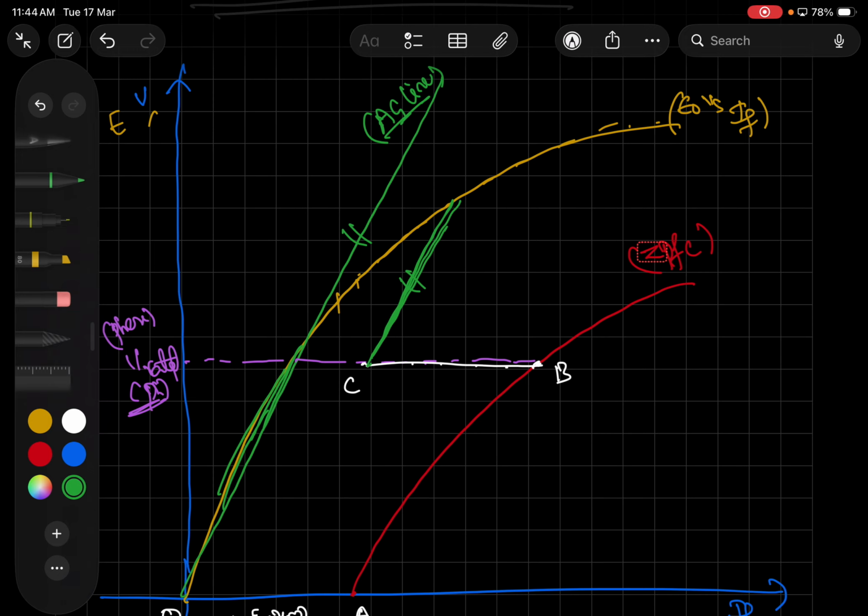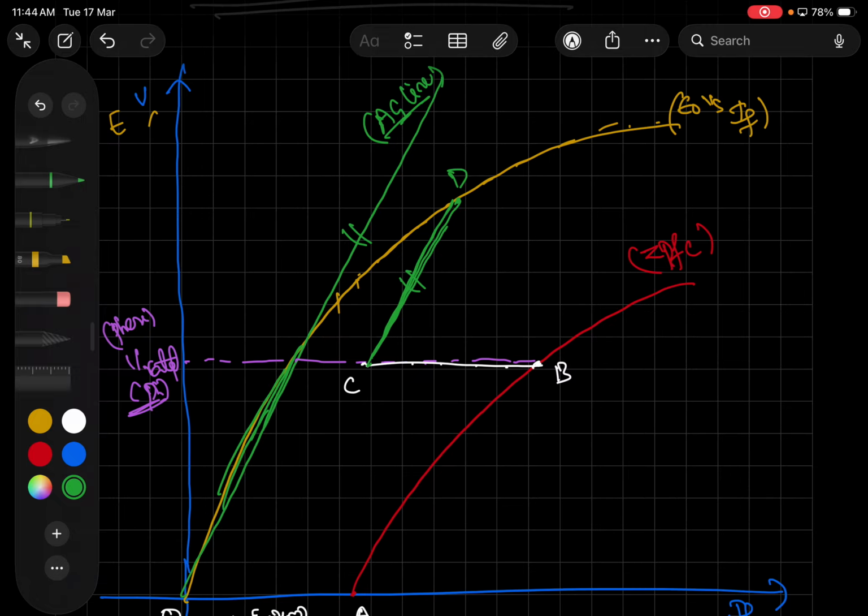We have to draw it in such a way that it intersects the OCC curve. It should intersect the OCC curve, and give the notation of that intersection point as D.